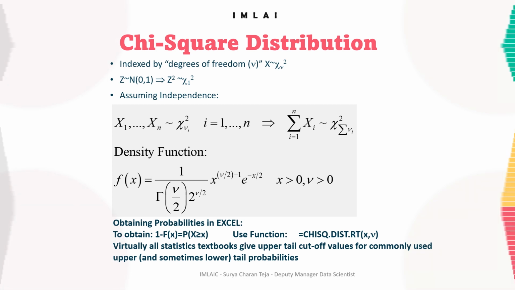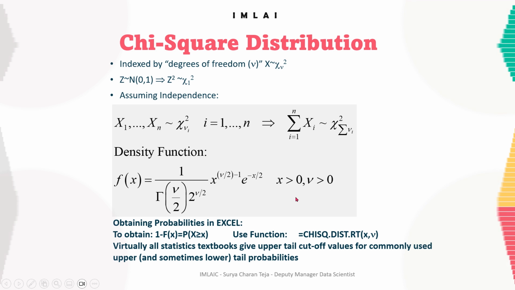Degrees of freedom. Okay, so this is how it's indicated. It is indexed by degrees of freedom nu. You can say nu, so nu and x, it's chi-square. This is how we represent the chi-square distribution. Assuming independence, we have random variables x1, x2, and so on up to xn, where i varies from 1 to n. Then the sum of xi, for i equals 1 to n, is similar to a chi-square of different degrees of freedom.